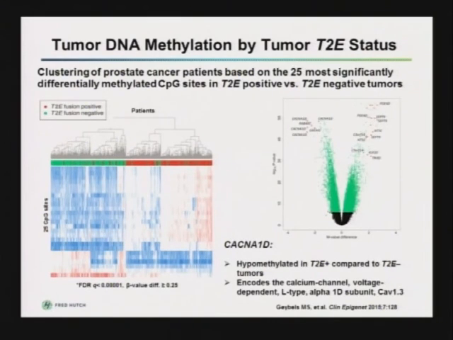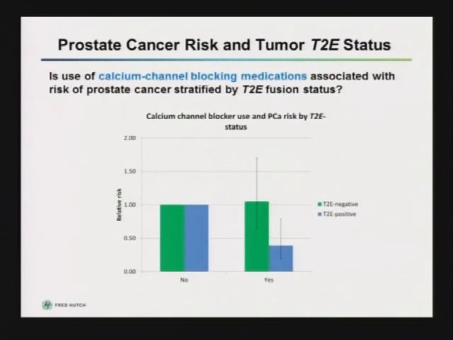We know that androgens are involved in calcium and mediate calcium signaling. We know that increased calcium signaling can lead to increases in cell proliferation. So we're very interested in this particular result because this gene codes for an L-type protein that is the target of calcium channel blocking drugs that are frequently given to patients for the control of high blood pressure. So we wondered if actually use of these medications might reduce the risk of T2E fusion positive prostate cancer.